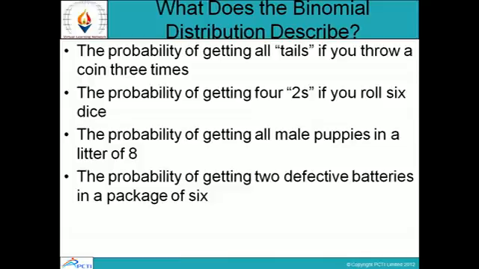What does the binomial distribution describe? The probability of getting all tails if you throw a coin 3 times. The probability of getting 4 twos if you roll 6 dice. The probability of getting all male puppies in a litter of 8. The probability of getting 2 defective batteries in a package of 6.